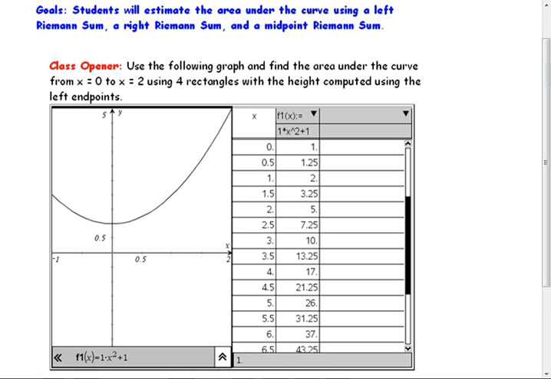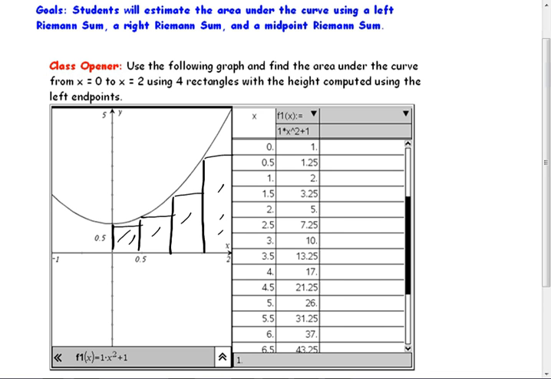Okay, we are going to go from 0 to 2, and we're going to use 4 rectangles, because that's what the directions say. What if I do more than 4? Will it get better or worse? So we're going to find the height of a rectangle using the left endpoint, so it's hitting on the left side of my rectangle. Is that over or under? Yeah, that's under, isn't it?